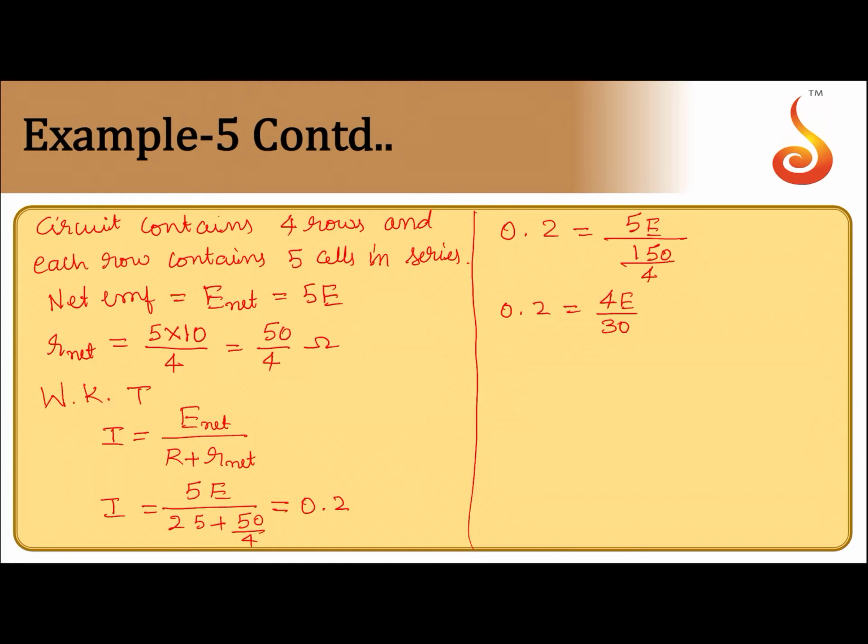Send this 30 to left hand side. 30 into 0.2 is 6. It is after all 1 by 5 is equal to 4E. So E is equal to 6 by 4, or you can write it as 3 by 2 volt, or you can write it as 1.5 volt. So EMF of each cell in the battery is 1.5 volt.